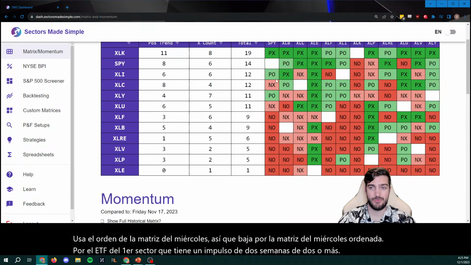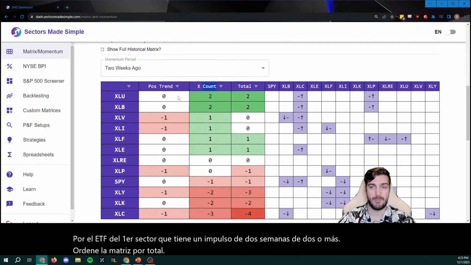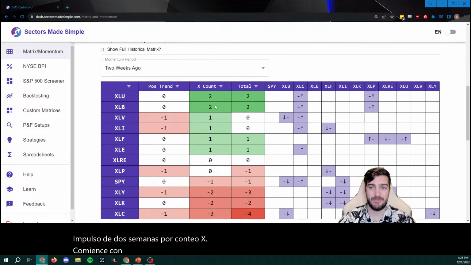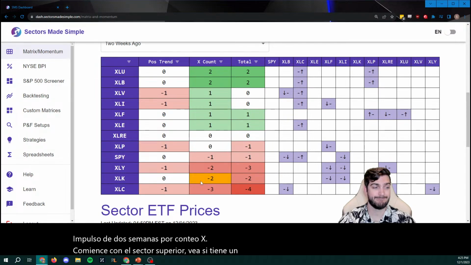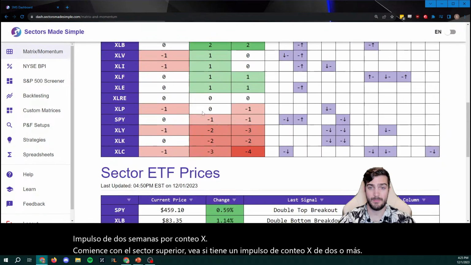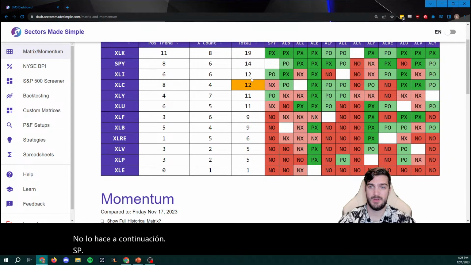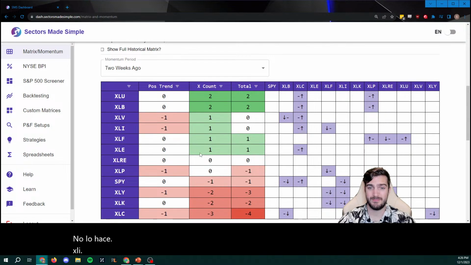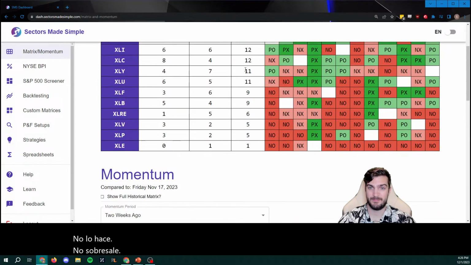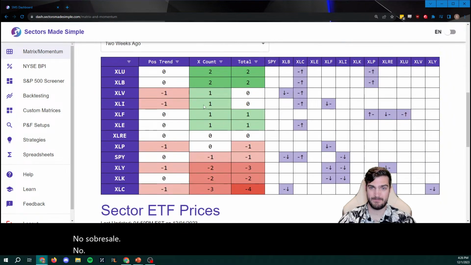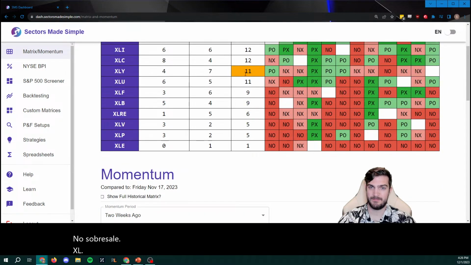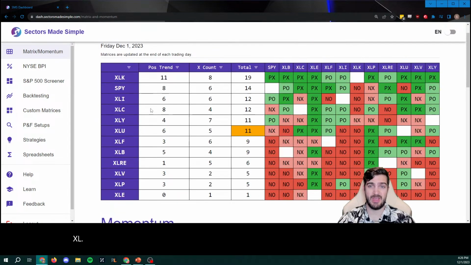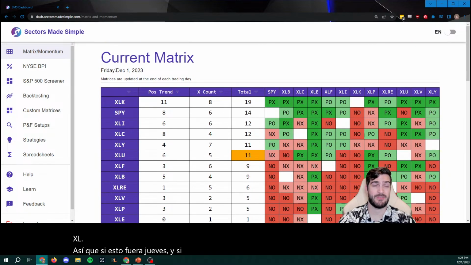So again, sort the matrix by total, 2-week momentum by X count. Start with the top sector, see if it has an X count momentum of 2 or more. It doesn't. Next. SPY doesn't. XLI doesn't. XLC doesn't. XLY doesn't. XLU does. So if this were Thursday and if this were Wednesday's matrix, it would be XLU.